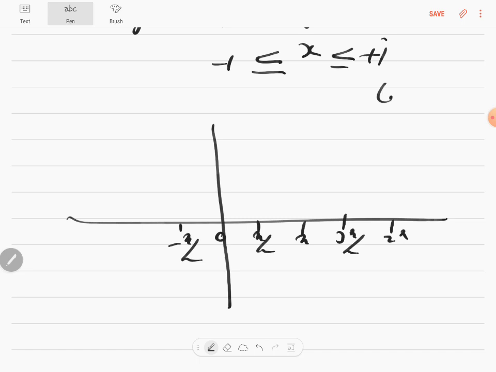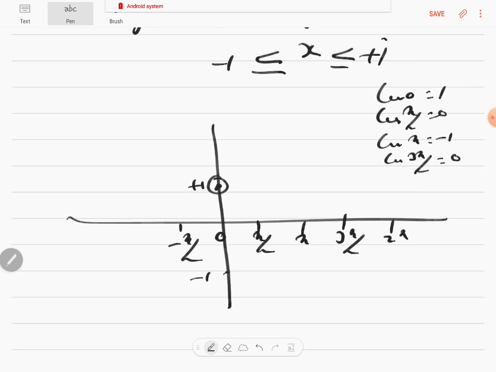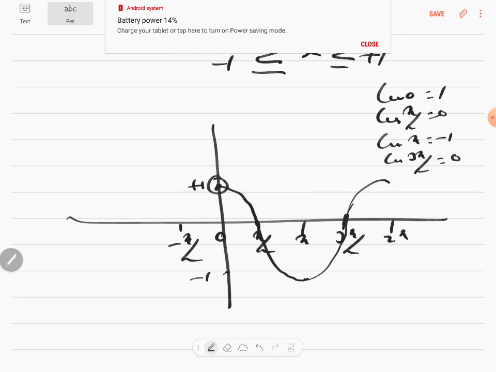You know cos 0 is 1, cos 90 is 0, cos pi is minus 1, cos 3 pi by 2 is 0. So cos 0 itself is 1, and this is minus 1. Cos 90 itself is 0. Cos 180 is minus 1. Cos 3 pi by 2 is 0. So your cos graph is like this.